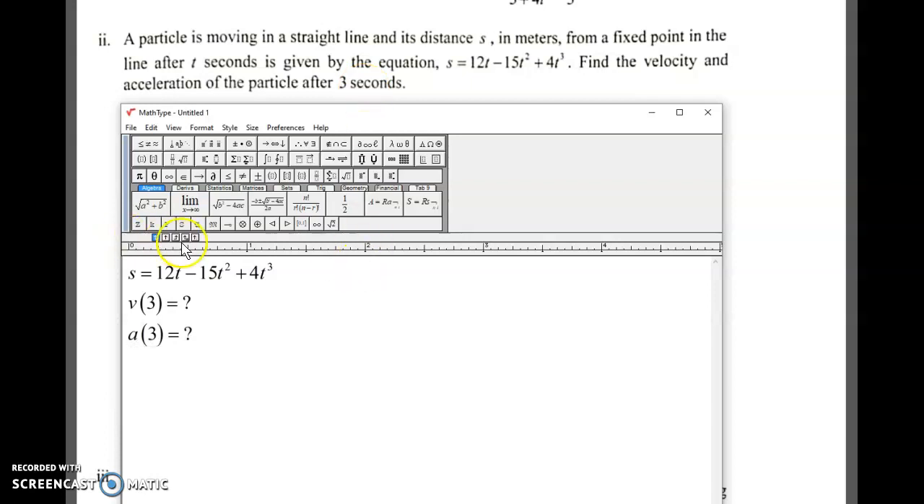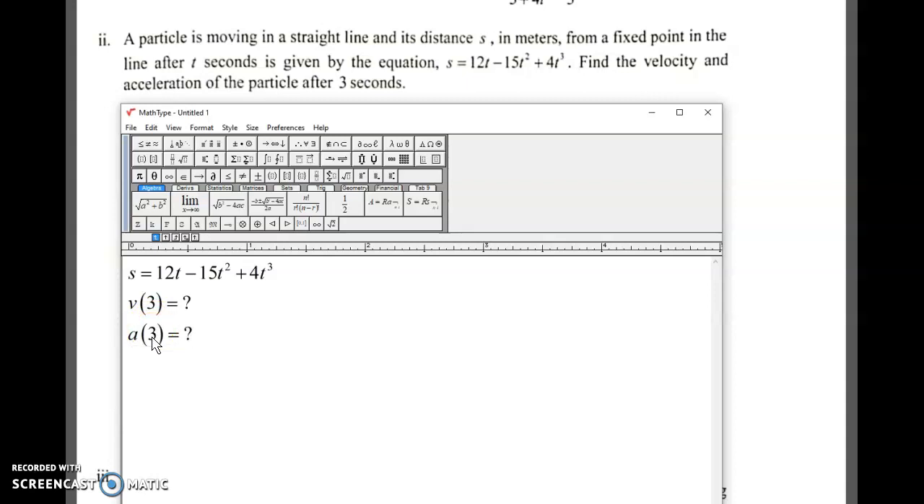Alright, so we as usual note down everything. So this is the displacement, and they want us to find the velocity after 3 seconds and the acceleration after 3 seconds. Right, so basically before we can look for the value of the velocity and acceleration after 3 seconds, of course we'll need to find the equation first.